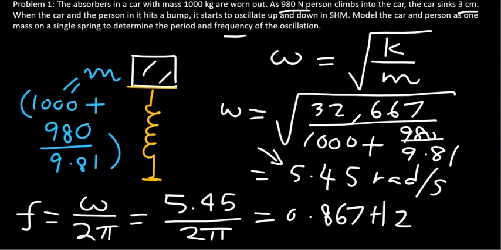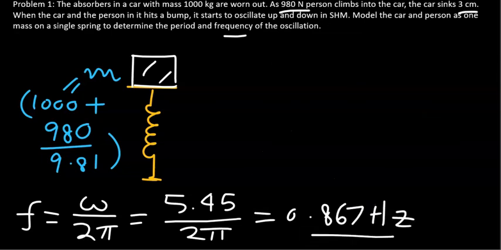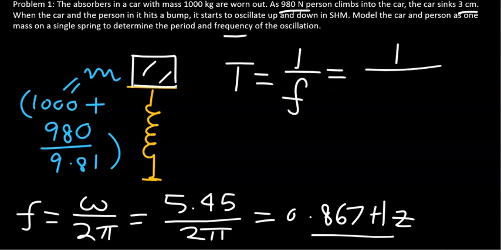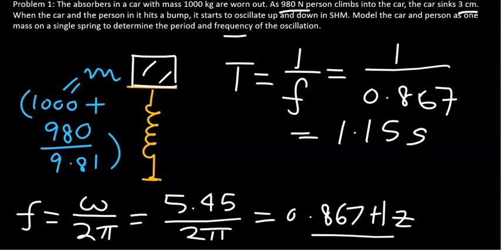Since we have determined the angular frequency, which turned out to be 5.45, dividing that by 2 pi, you get 0.867 Hertz. Now we can proceed to determine the period of the oscillation. The period of the oscillation is just the inverse of the linear frequency. Since the linear frequency is 0.867, the inverse of that is 1.15 seconds. And that completes the problem.